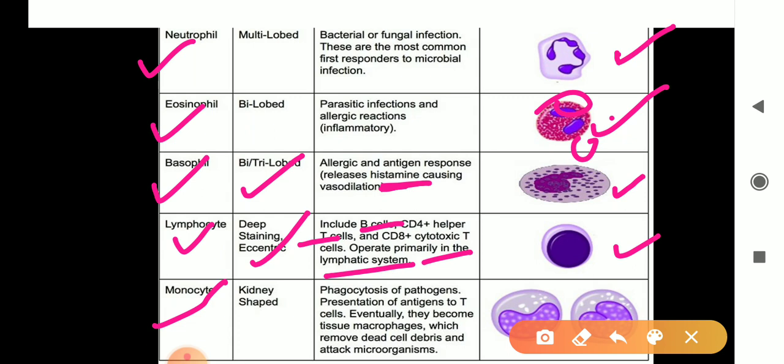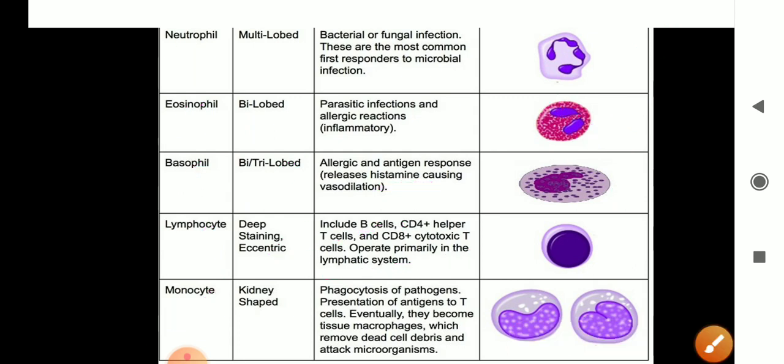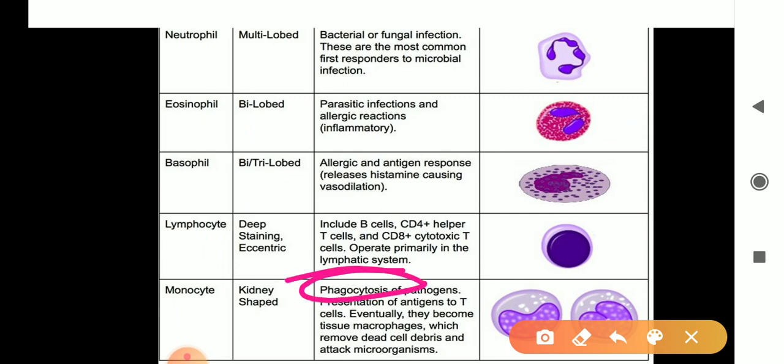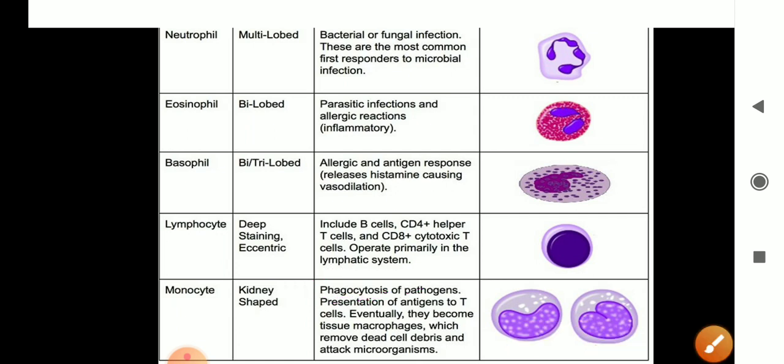Then monocyte, they are kidney shaped. You can see the diagram. Their nucleus is kidney shaped. Their main function is phagocytosis of pathogens. They take the pathogen inside and then they engulf it. Presentation of antigen to T cells, and eventually they become tissue macrophages, which remove the dead cells, antibodies, and attack the microorganisms.